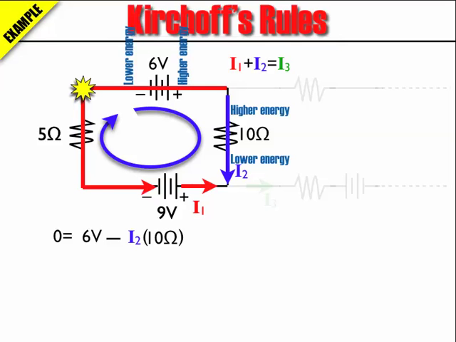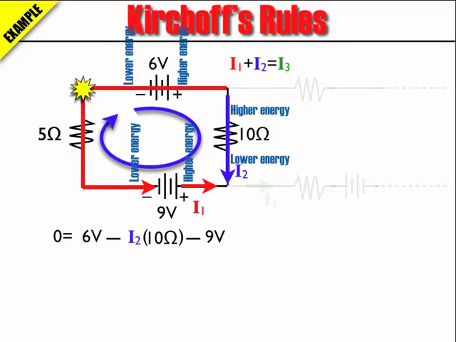So I go past the 10 ohm resistor and then to the 9-volt battery. Now when I go to the 9-volt battery, it's got a positive side of high energy and then low energy. As I go from plus to minus in my clockwise analysis direction, I go from high energy to low energy. To go from high to low means I have to remove voltage. So that's going to be minus 9 volts.